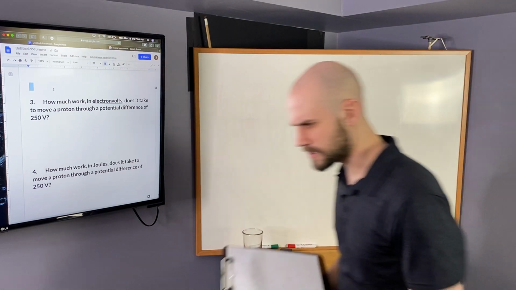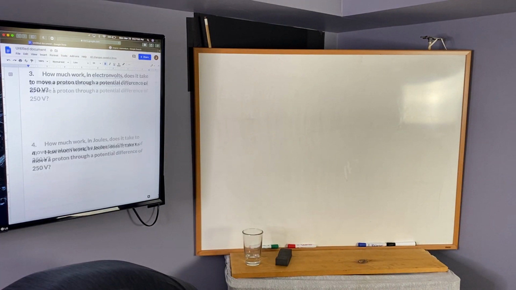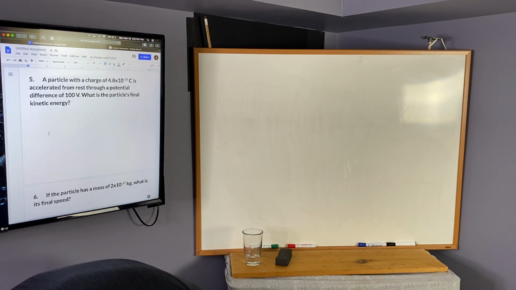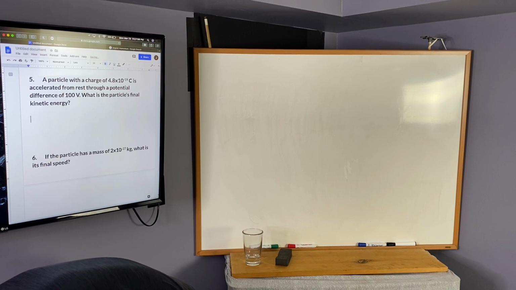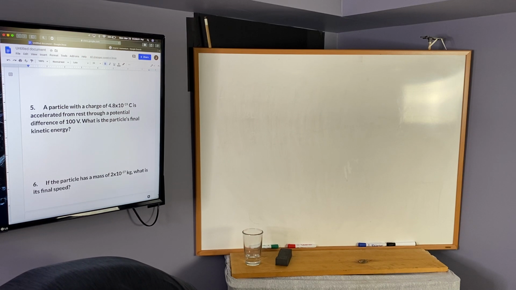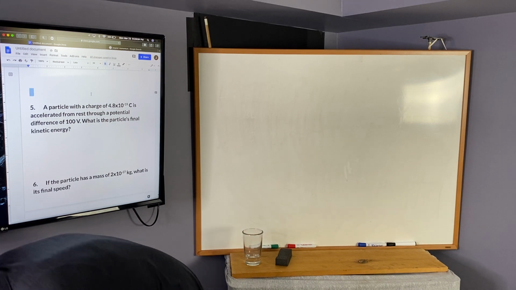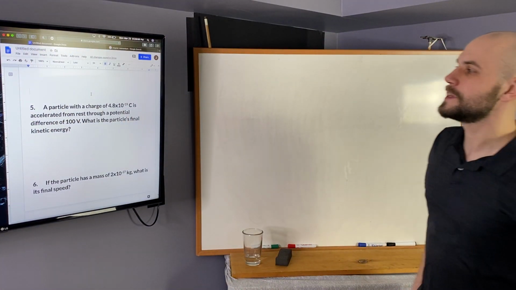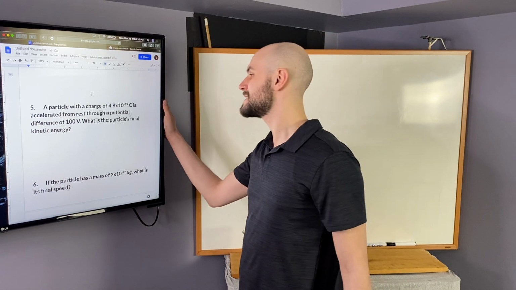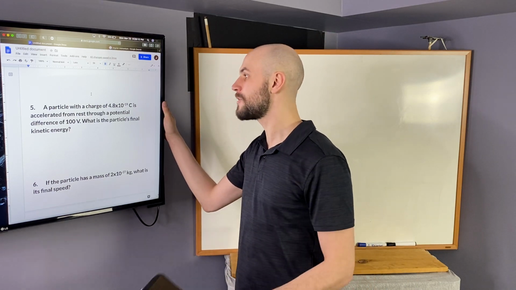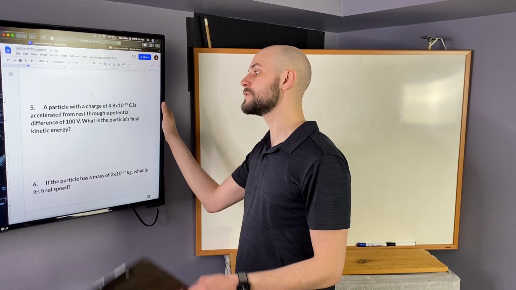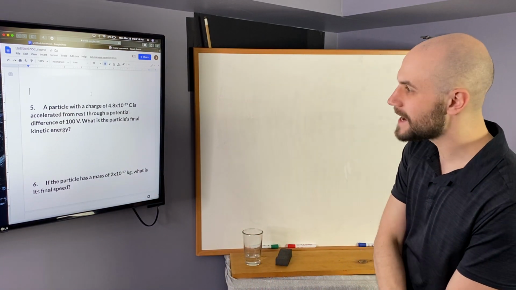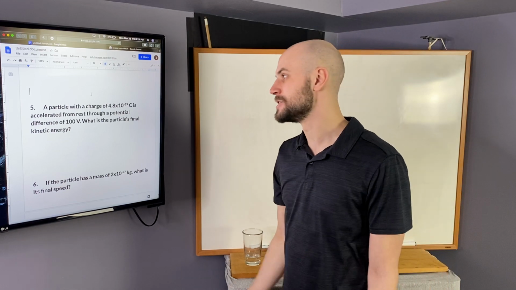Now, I want to talk about question number 5. 2 more questions to go. We're almost done. You guys are doing a good job. 5 and 6 are also connected. We have a particle with a charge of 4.8 times 10 to the minus 19 coulombs, and it's accelerated from rest through a potential difference of 100 volts. What is the particle's final kinetic energy?